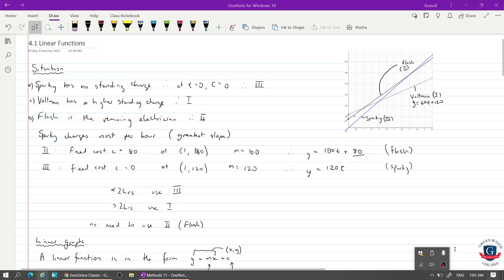Hi everybody, we're going to work on linear functions now. This is one of the easier topics in the course, but it does probably have the most amount of content because we've been covering it since year 7. Now, it starts with a situation, as is common with most of the chapters.